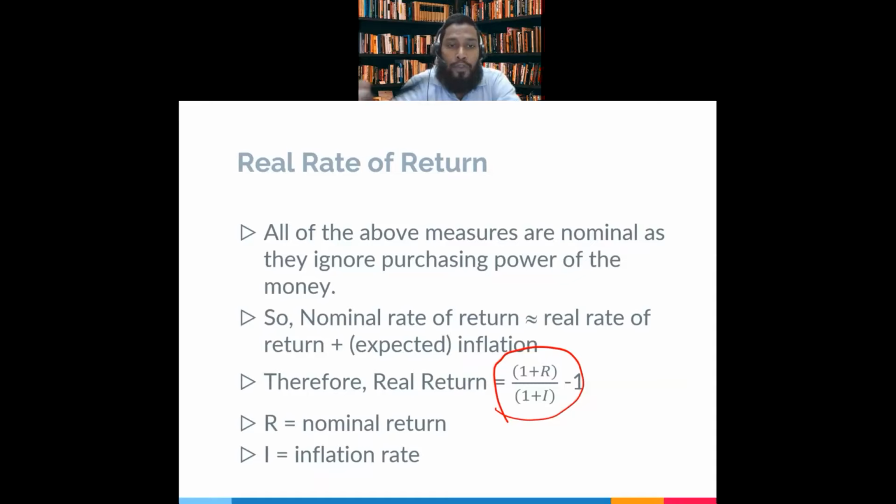So before this, the holding period return or others actually give us the nominal rate of return. So in order to get the actual return, we have to take the nominal return and minus the inflation rate. Okay, so this is the formula for the real return: 1 plus R, where R is the nominal return, divided by 1 plus I, the inflation rate, minus 1. Then we can get the real rate of return.